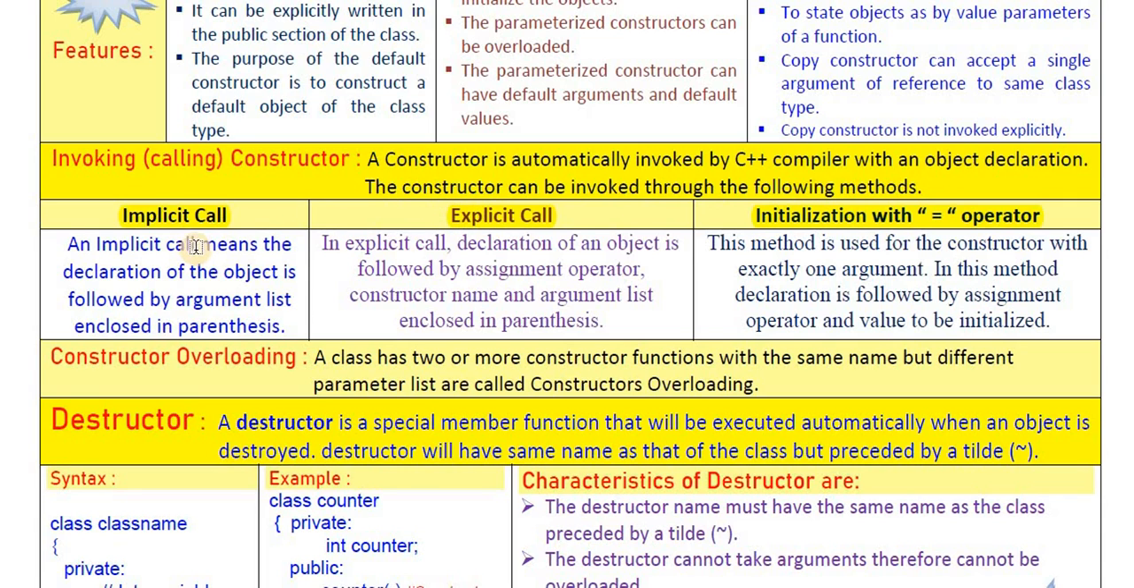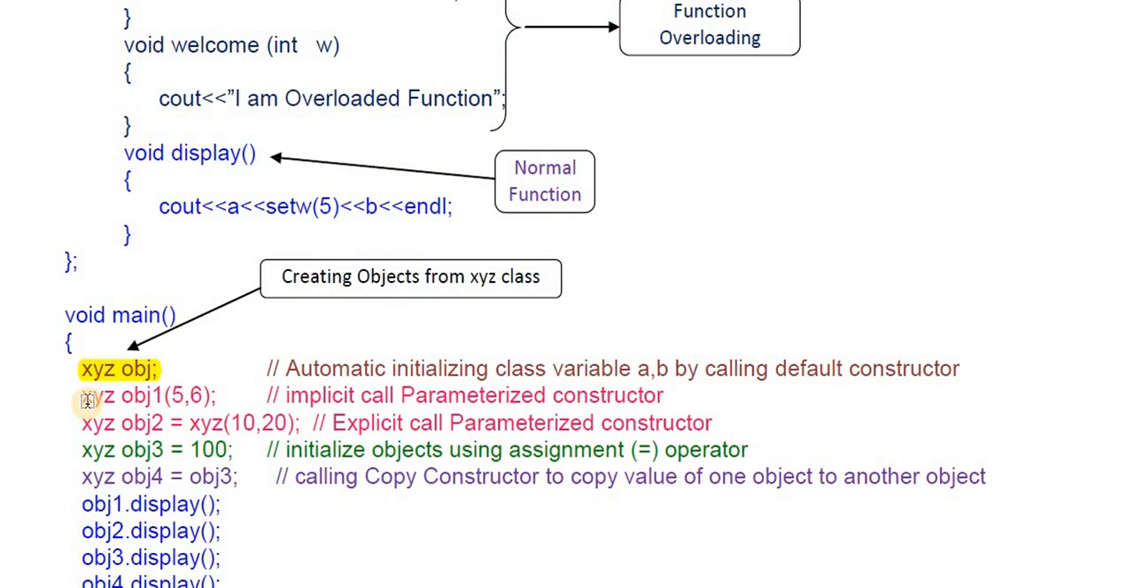So first, see the definition. What is an implicit call? An implicit call means the declaration of the object is followed by an argument list enclosed in parentheses. So how is a constructor called using an implicit call? When we create an object, during creation of the object we directly pass the values in parentheses with the object name, without using the constructor name. So this method is called implicit calling. Here you can see the example. This line is the implicit call.